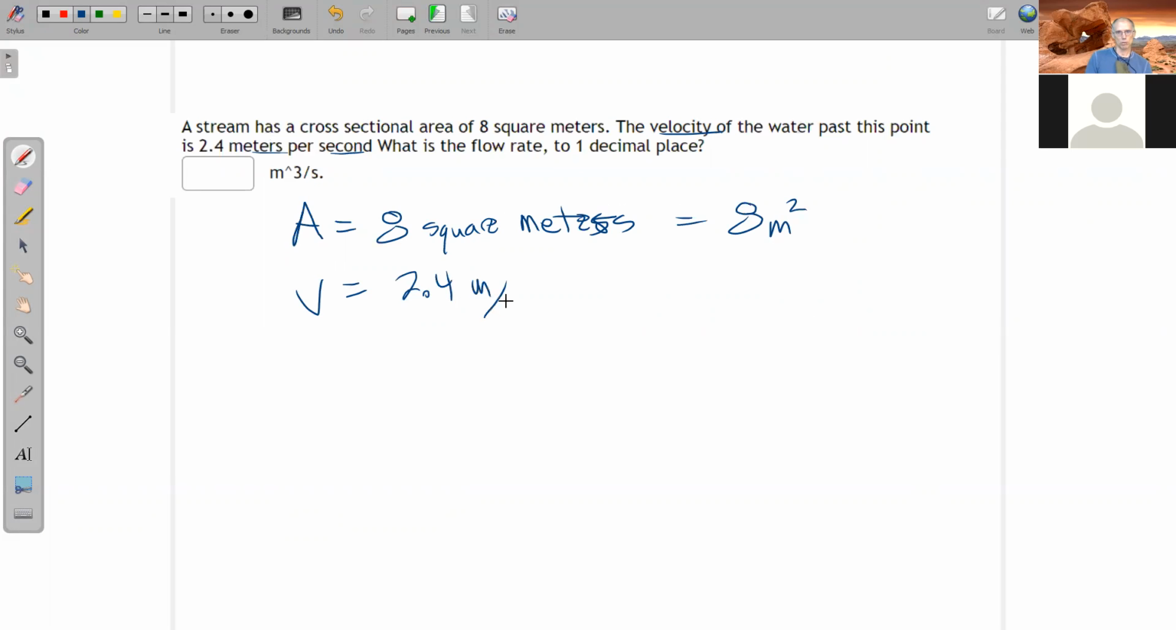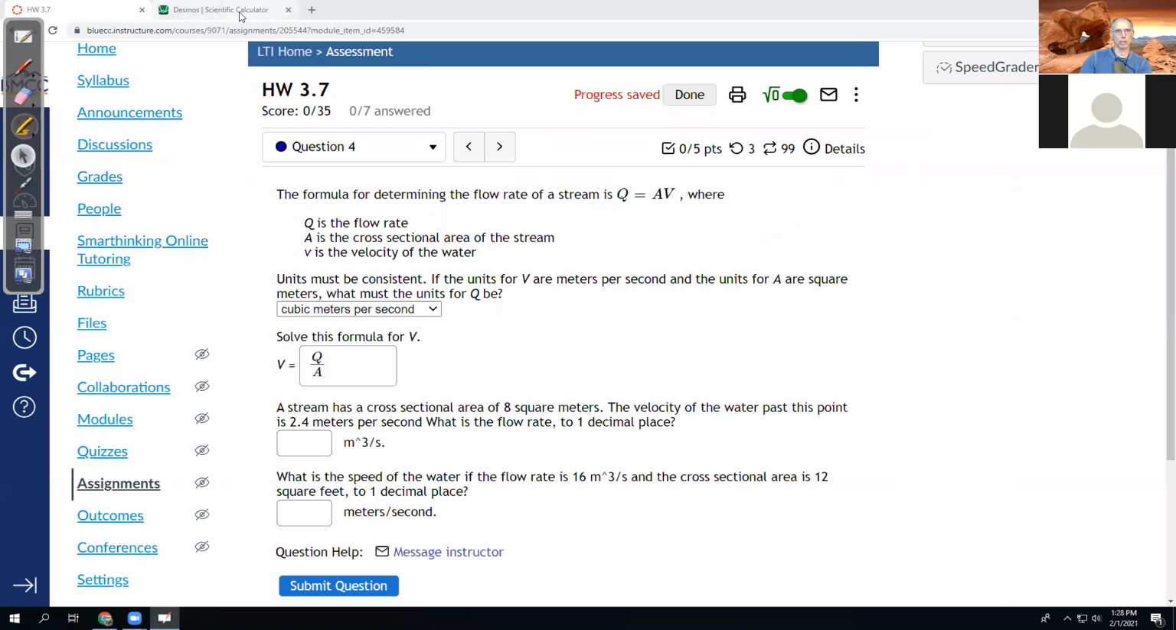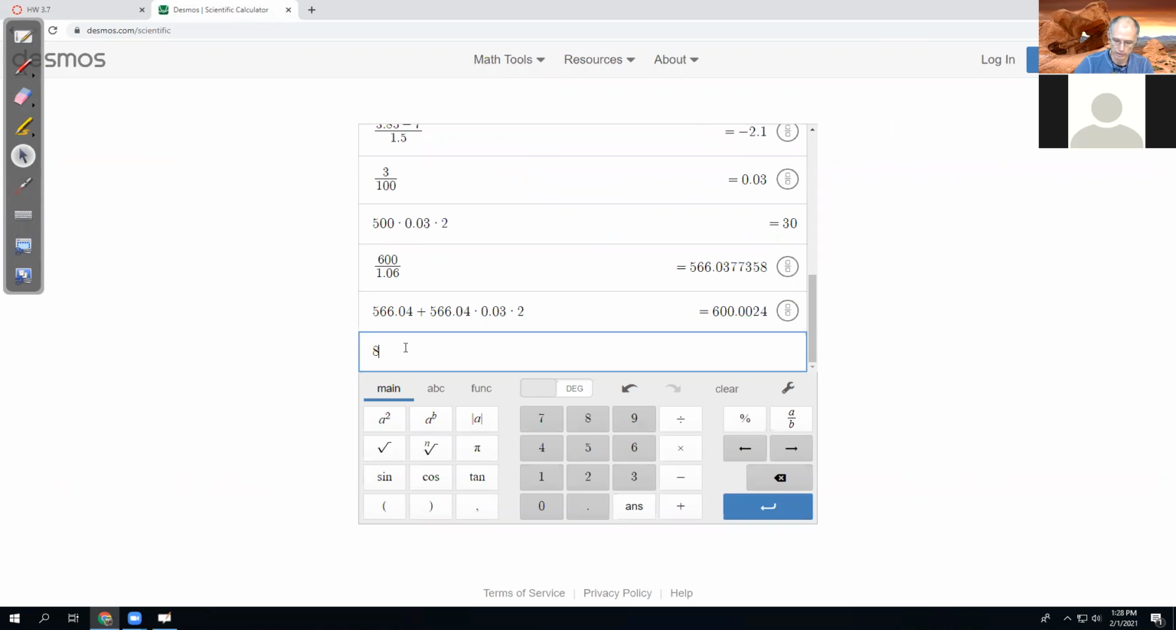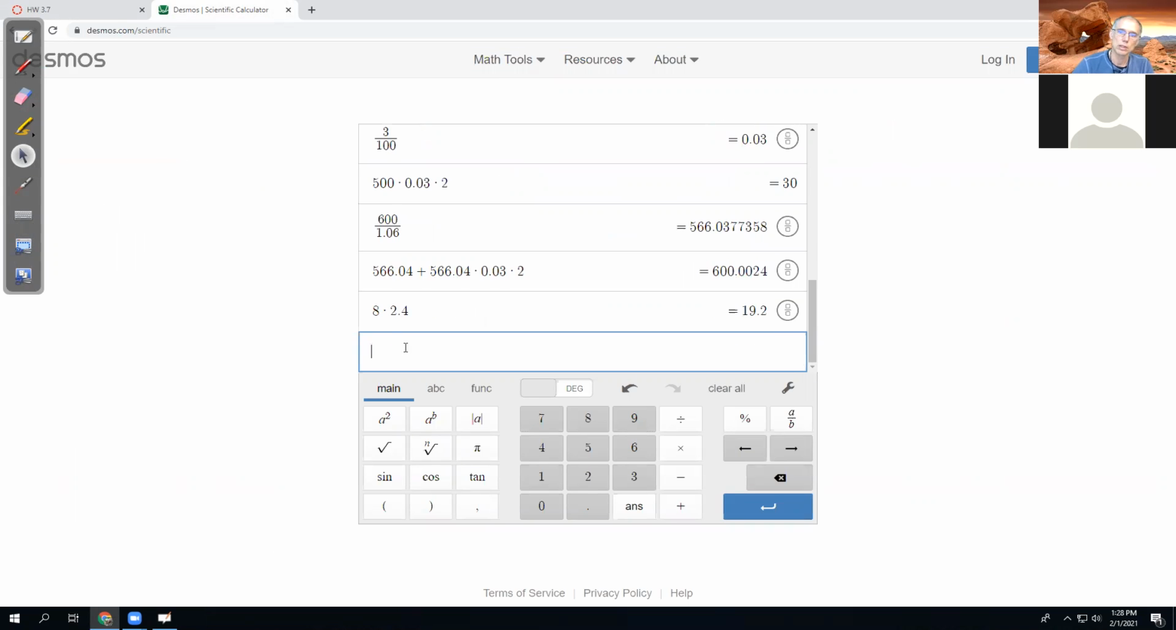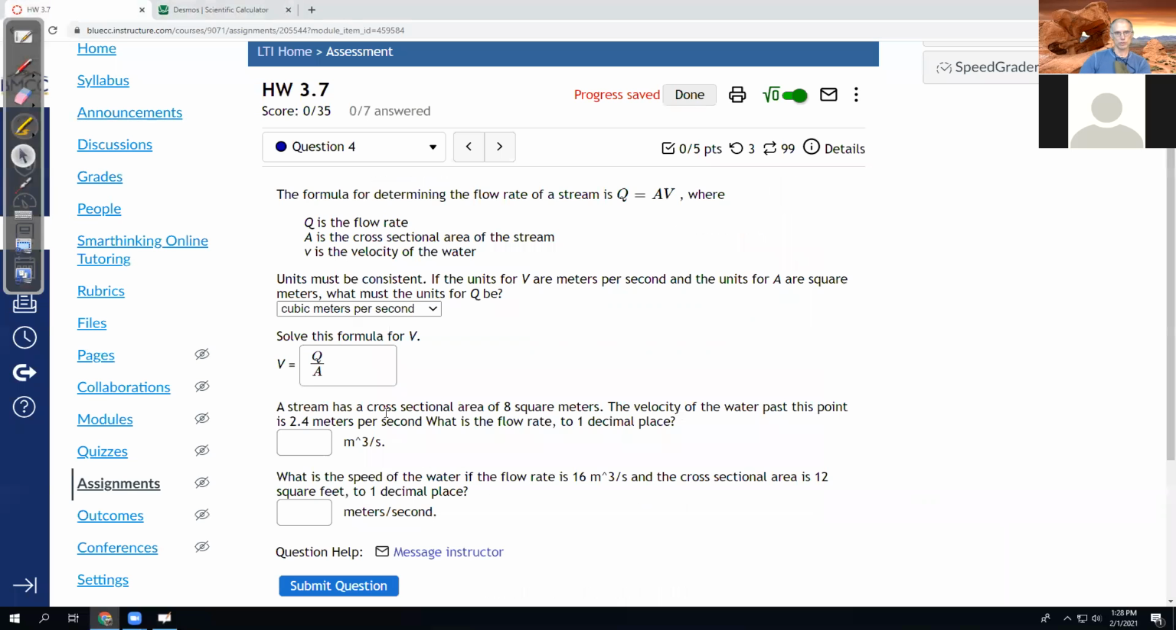2.4 meters per second. And we want to know what is the flow rate, so that's our Q, that's our A, that's our V there. And Q, according to the formula, is just V times A, or A times V. So I should just be able to take the 8, multiply by 2.4. My units are what I was told I should start with. Just whip that out on a calculator, and your numbers might be a little bit different than mine, so be careful with that. So I'm going to get 19.2.